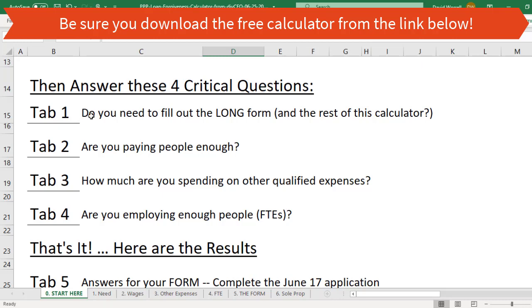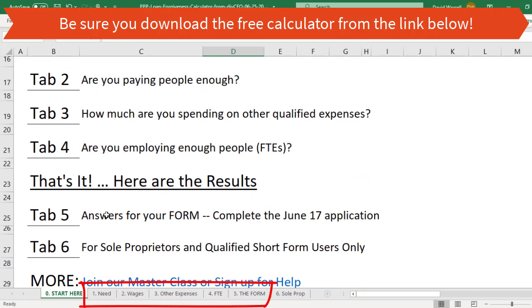So, do you need to fill out the long form, or can you use the short, the EZ form? Are you paying people enough? How much are you spending on other qualified expenses? And are you employing enough people? Each of those questions is given a tab across the bottom. They're appropriately numbered 1 through 4. And the 5th tab will be the completed form.